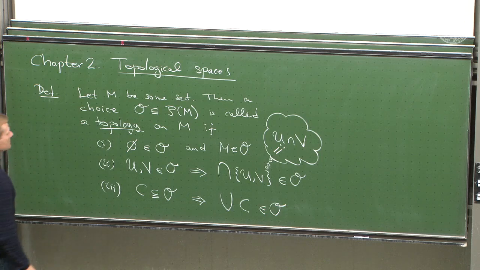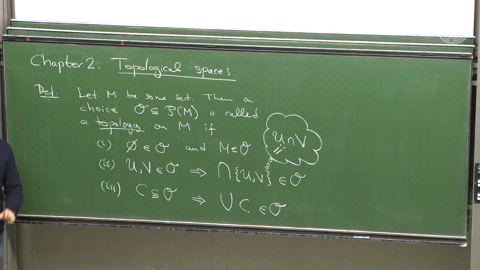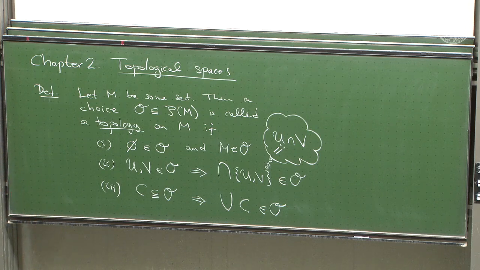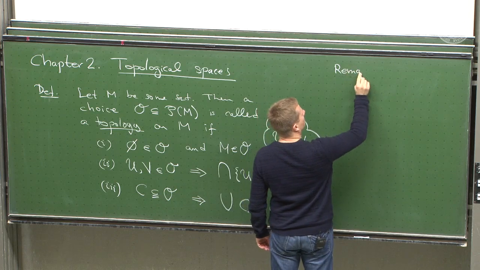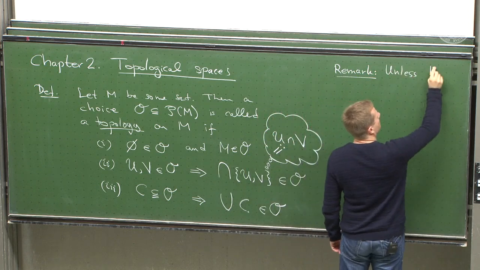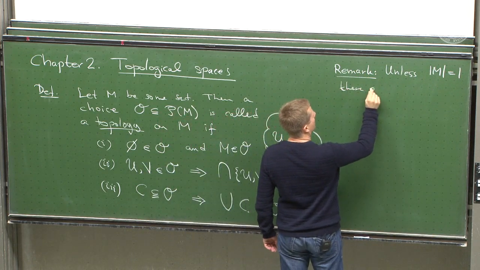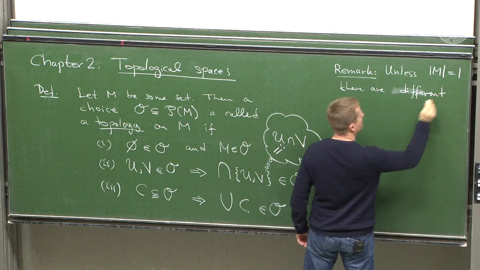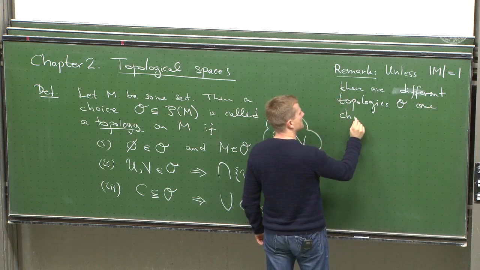Right. So if these three conditions are met, then the pick you made, the choice you made, is called a topology. That's it. That's all. Now, before I elaborate on that more, let me make an important remark. Unless the set M only contains one element, there are usually many different topologies O one can choose on one and the same set.